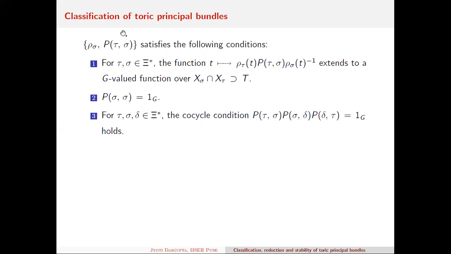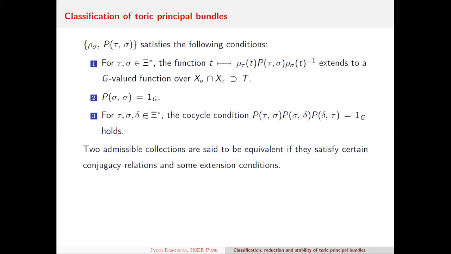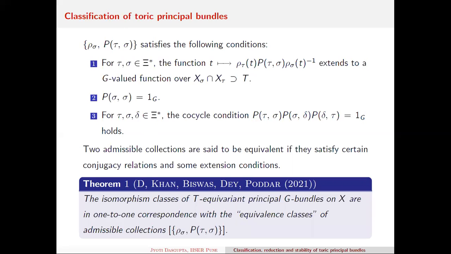So this collection we call an admissible collection, and this is something like the transition function for the principal bundle. Now we can define equivalence relations among them, and they are equivalent if they satisfy certain conjugation relations and some extension conditions. I'm not defining them. So the classification theorem is basically that the isomorphism classes of T equivariant principal G bundles on X are in one-to-one correspondence with the equivalence classes of admissible collections.